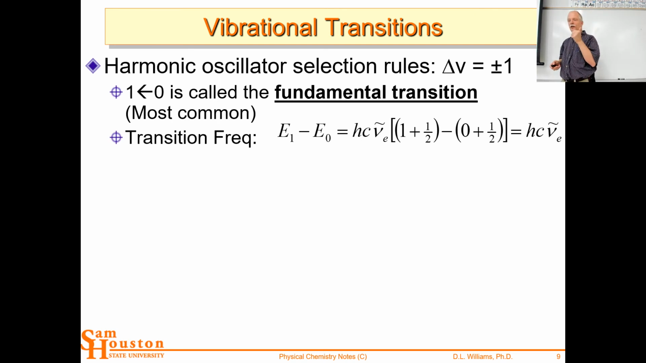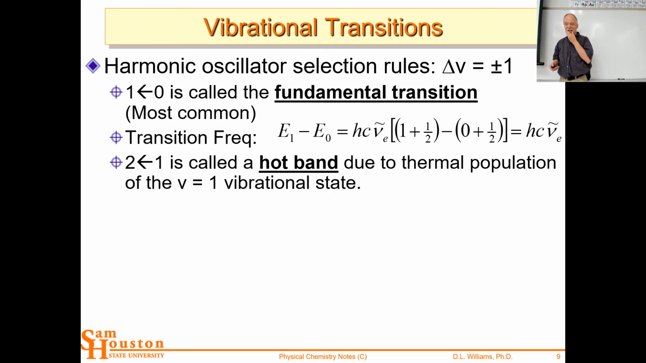So these are all fundamental transitions in the harmonic oscillator. Delta V is plus or minus 1. So 1 to 2 is a hot band this time. So think about that. The things you memorized with the particle in a box, where you said the fundamental is 1 to 2. Yes, for the particle in a box. For vibrations, the fundamental is 0 to 1.